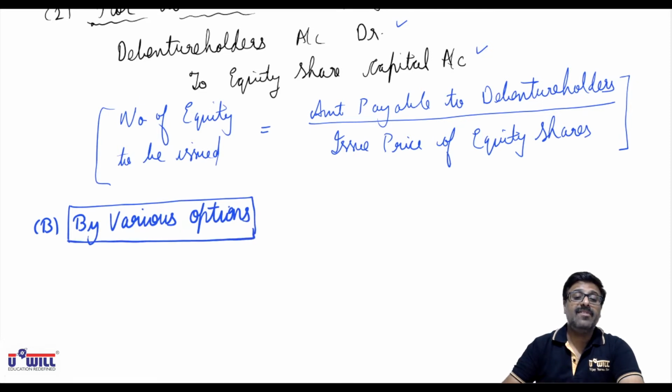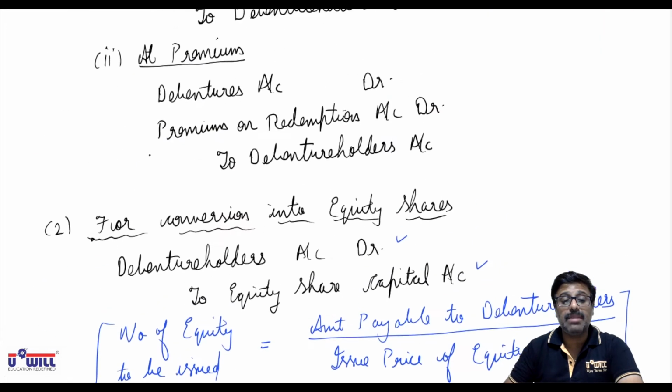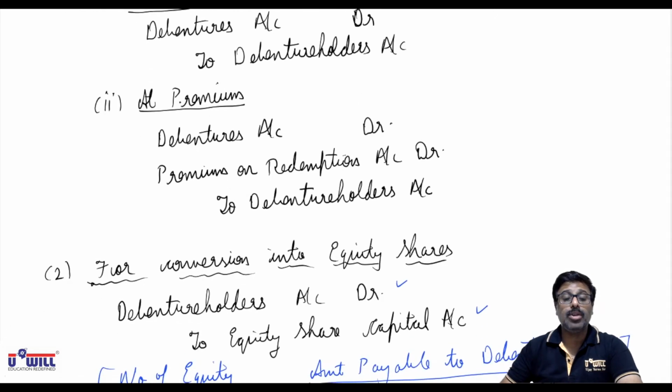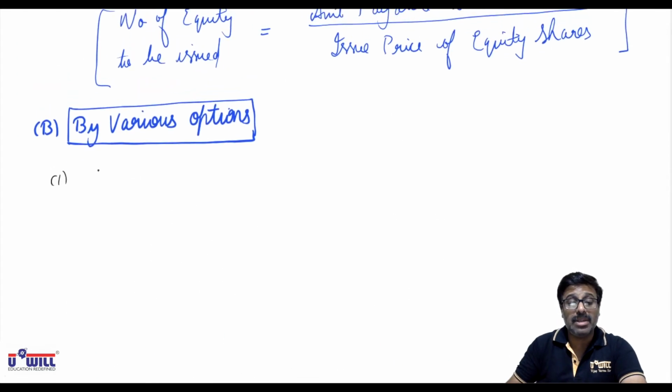Here again, the first entry, that is of redemption of debentures, will remain exactly the same as we studied in conversion. If you are going to redeem at par, then debentures account debit to debenture holders account. If you are going to redeem at premium, then debentures account debit, premium on redemption account debit to debenture holders account. So the first entry for redemption of debentures is going to remain exactly the same.